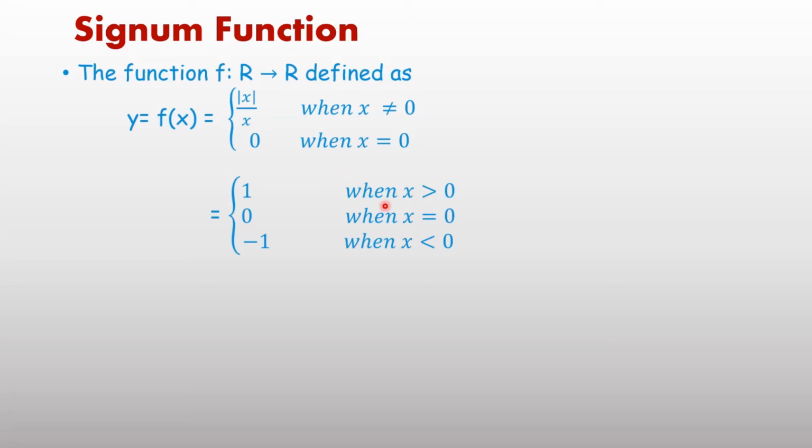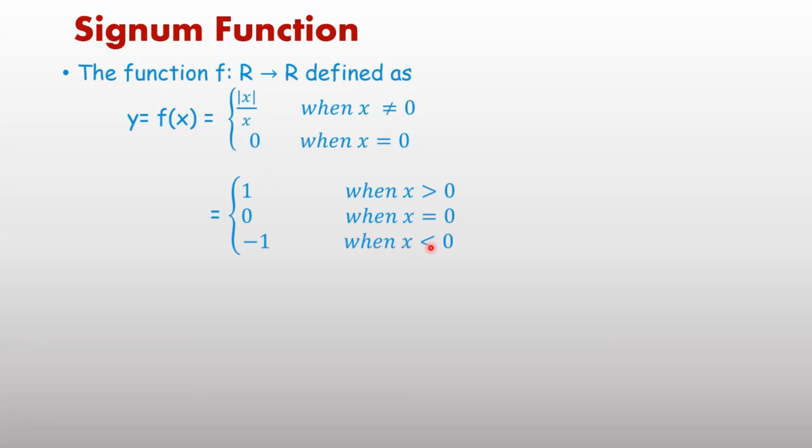If greater than 0, any number you can put here greater than 0. x equal to 2: |2| upon 2 equals 2 upon 2 equals 1. x equal to 7: |7| upon 7 equals 1. When x is greater than 0, the value of f(x) is 1. If x equal to 0, then the value of f(x) is 0.